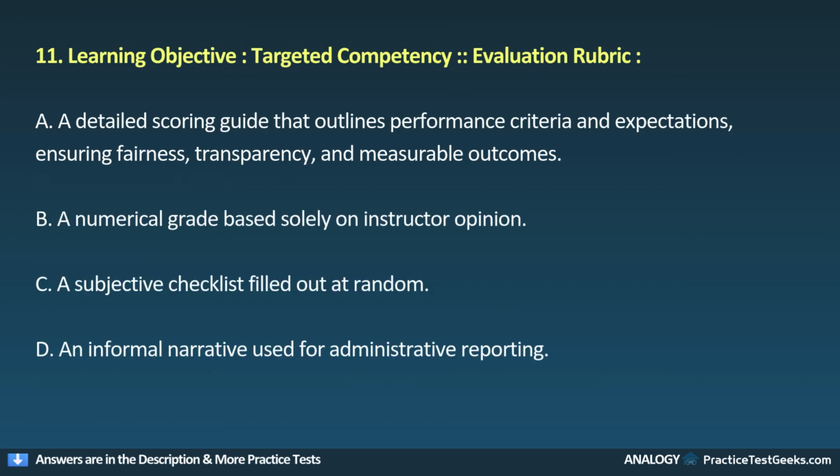11. Learning objective, targeted competency, evaluation rubric. A. A detailed scoring guide that outlines performance criteria and expectations, ensuring fairness, transparency, and measurable outcomes. B. A numerical grade based solely on instructor opinion. C. A subjective checklist filled out at random. D. An informal narrative used for administrative reporting.